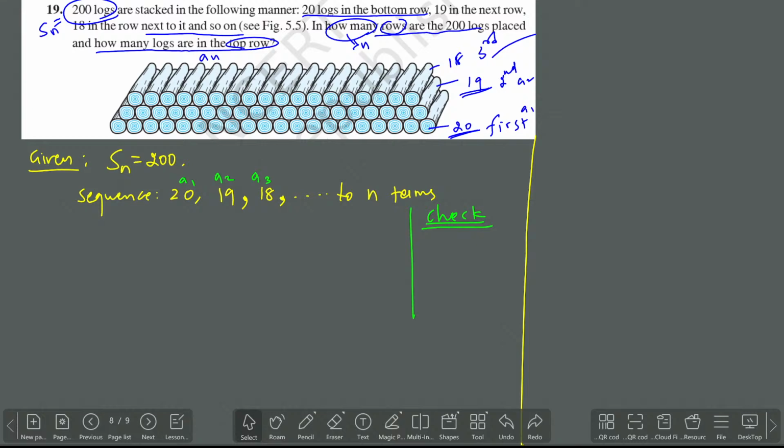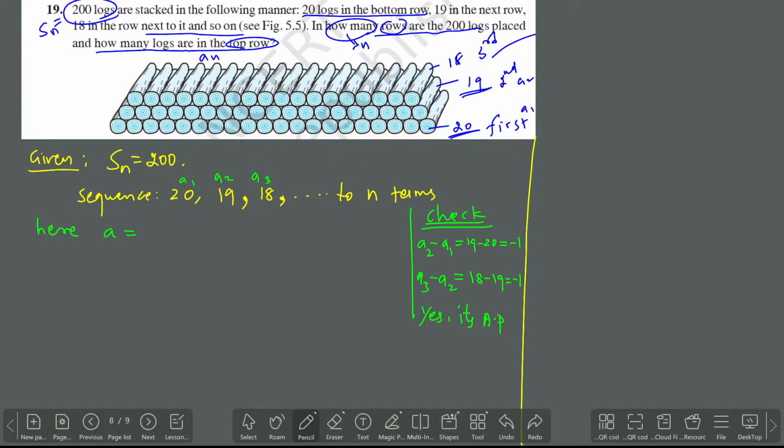A3. Okay. Now we are going A2 minus A1. What does it mean? 19 minus 20 equal to minus 1. A3 minus A2 equal to 18 minus 19 equal to minus 1. Both are same. Then yes, it's an AP. Then here we can go to the answer.